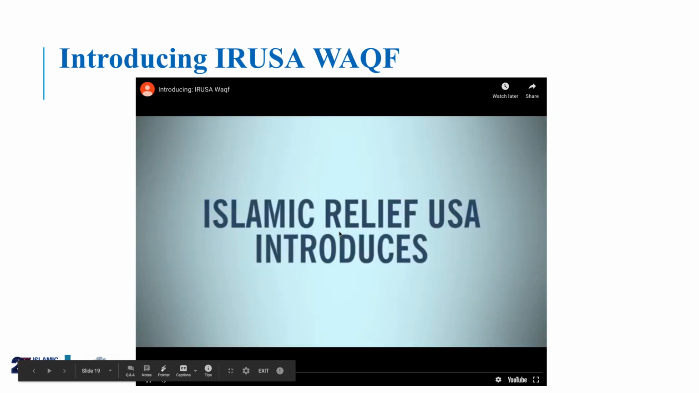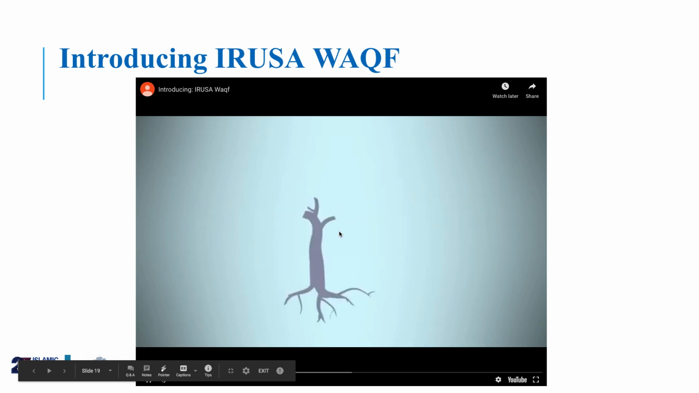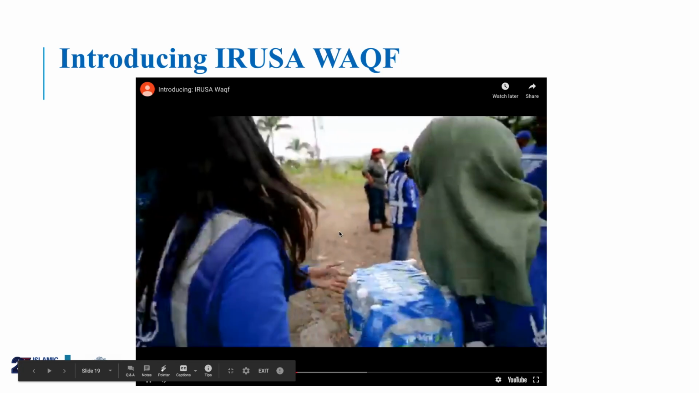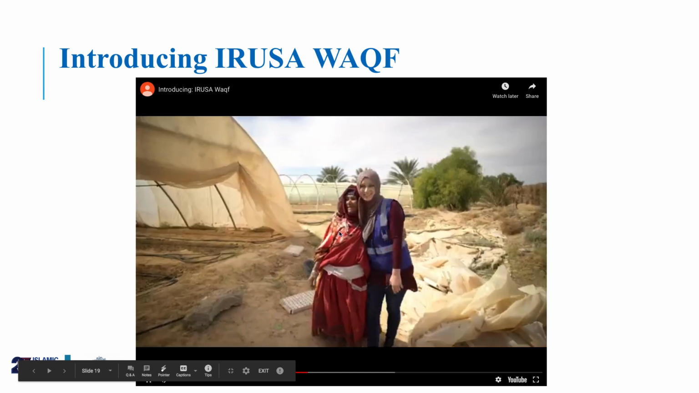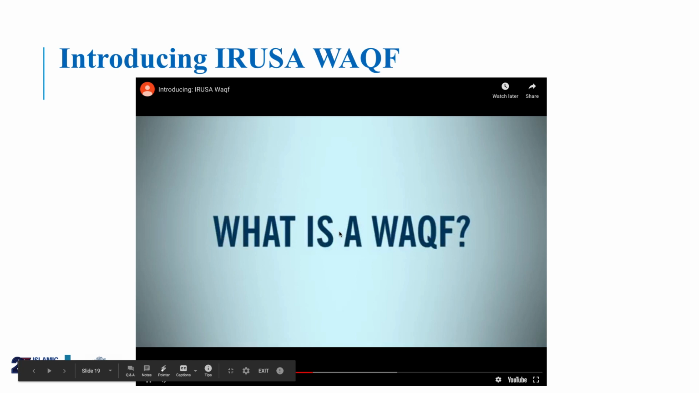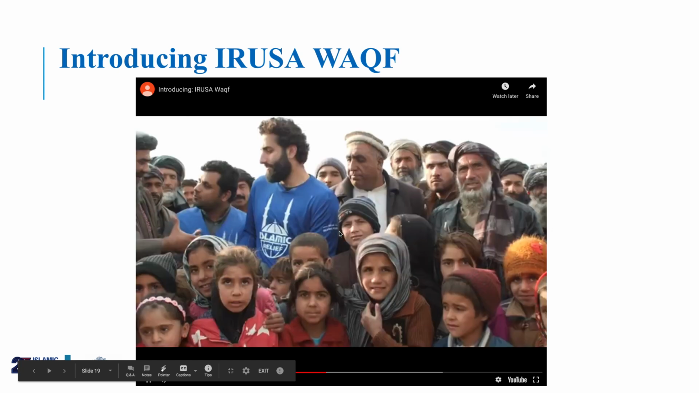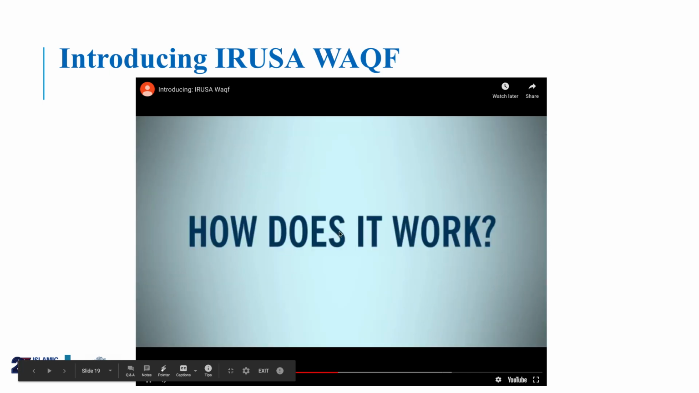Following in this remarkable Islamic tradition of the Waqf, today Islamic Relief USA is excited to announce the launch of IRUSA Waqf, an endowment aiming to protect the work we do for our communities and ensuring we can do it for years to come. What is a Waqf? In simple terms, a Waqf is an endowment created by a community for the benefit of the most vulnerable amongst the community. How does it work?